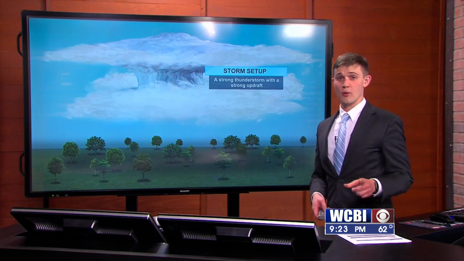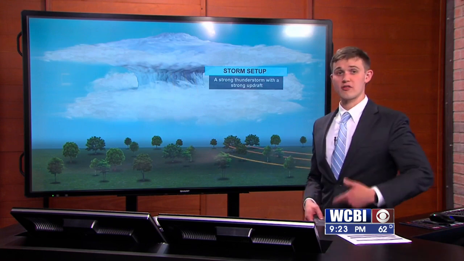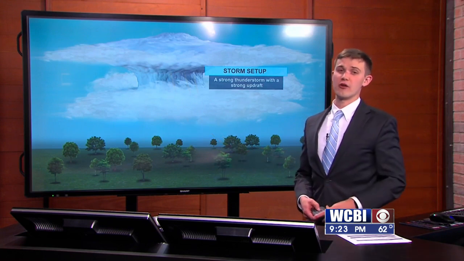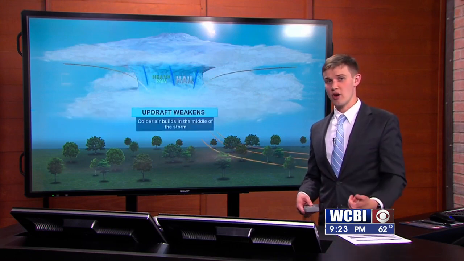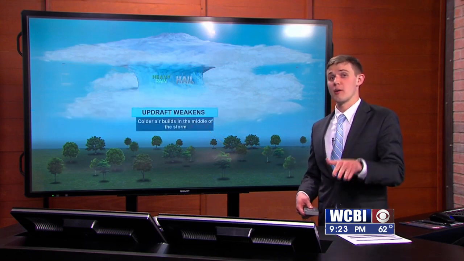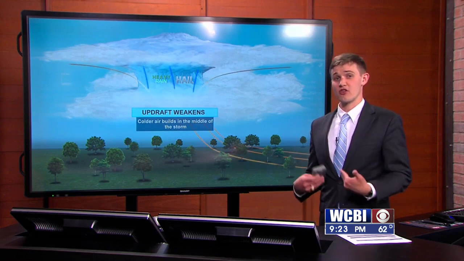It all begins when you have a thunderstorm. When you have a thunderstorm, you've got a strong updraft. That strong updraft is lofting warm air into the cloud. It's also bringing moisture into the cloud. As that storm develops, you get heavy raindrops, you get hail, you get things that want to come down because gravity is pulling it down. That updraft has helped keep that stuff aloft.